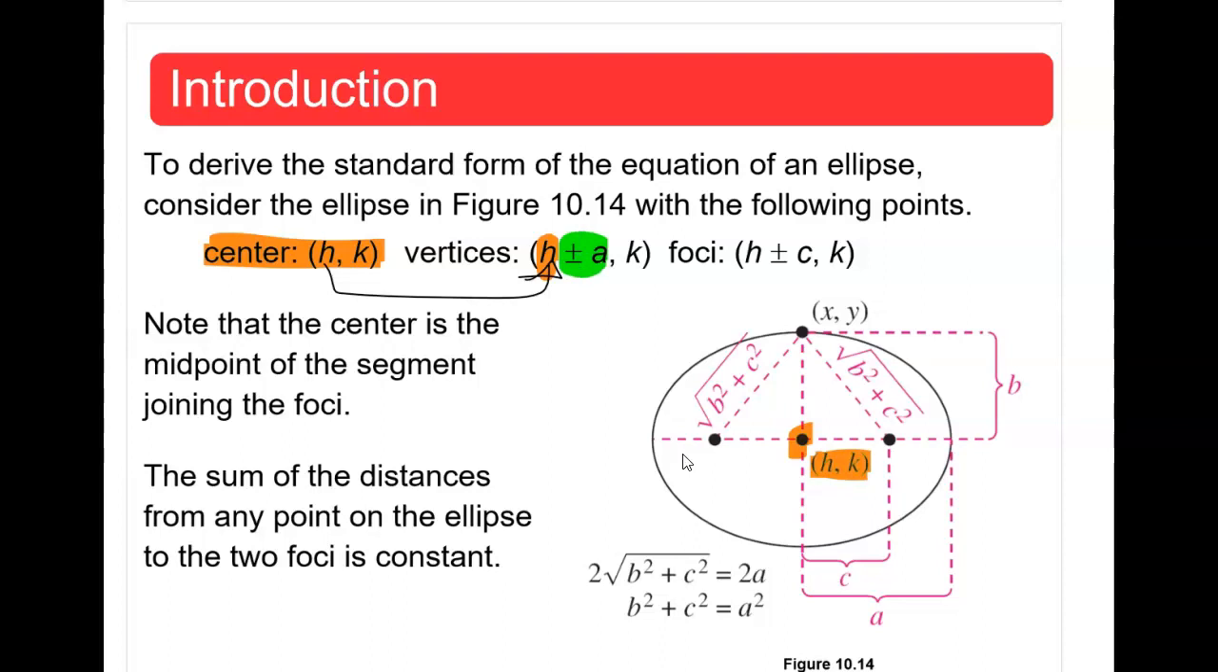And then the k coordinate of the center will remain the same as the center. To find the foci, we will be adding the constant c also to h, and that is only because we have a horizontal ellipse. If we had a vertical ellipse, we would be adding those constants to k and not to h. So again, h comes from the horizontal coordinate of the center.